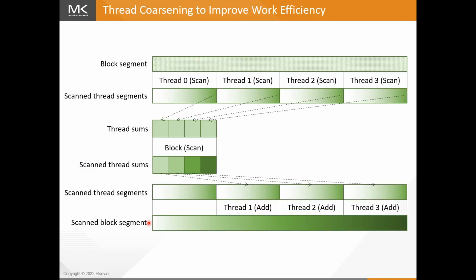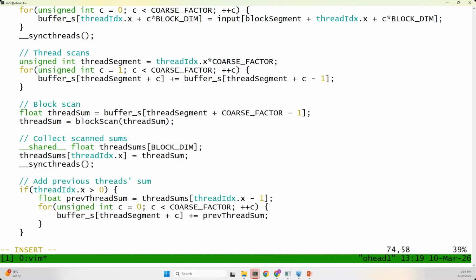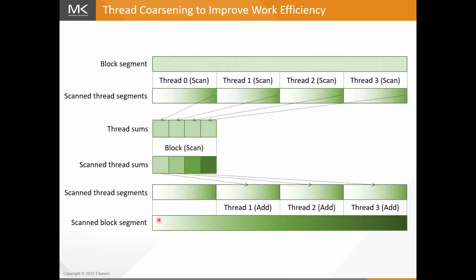Okay? So now we have this scanned block segment ready, but it's in shared memory. What do I need to do? I need to write it to global memory. So should I have every thread iterate through its segment and write it directly to global memory? No, right, because then that memory access will not be coalesced. Okay, so what should we do instead?